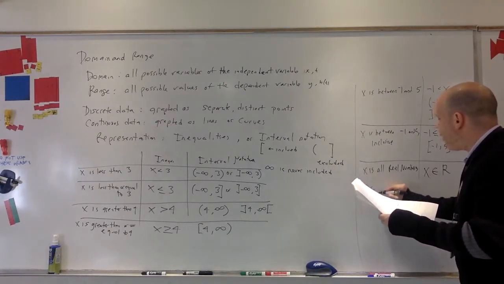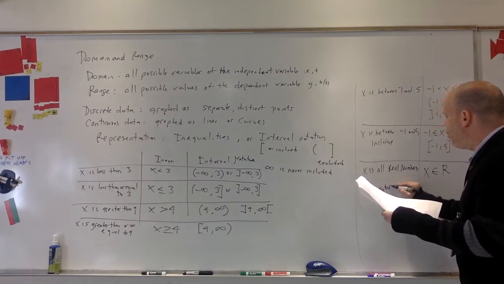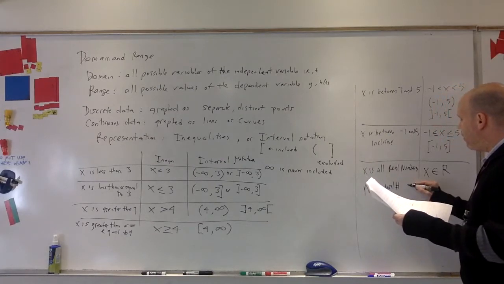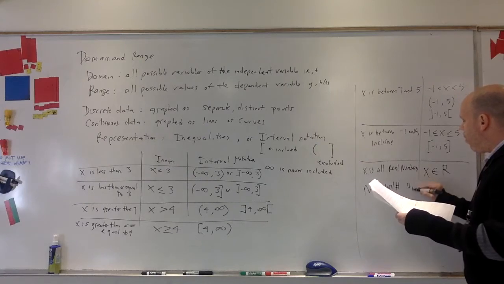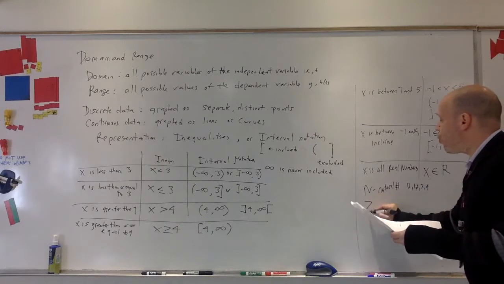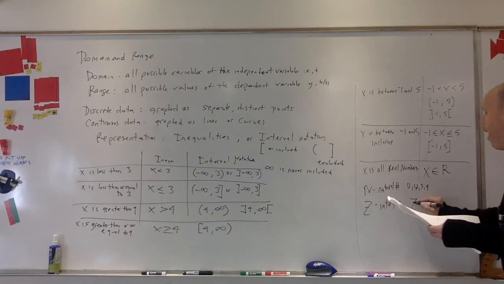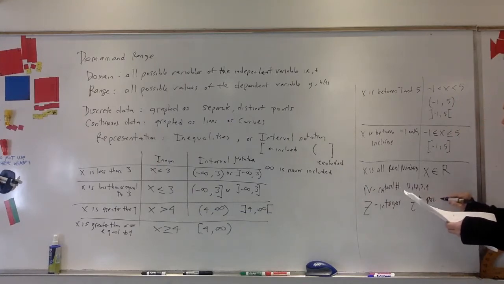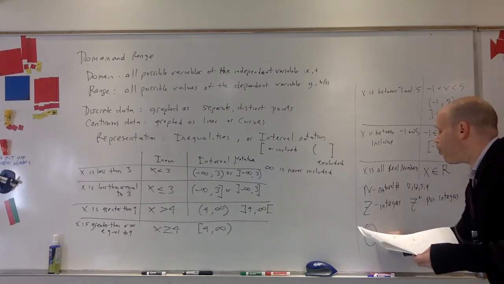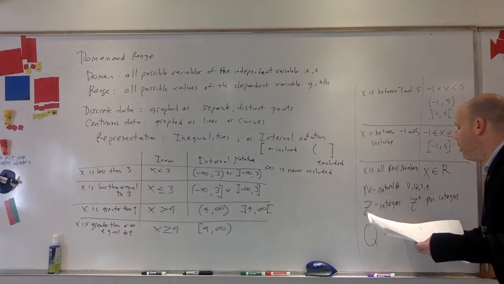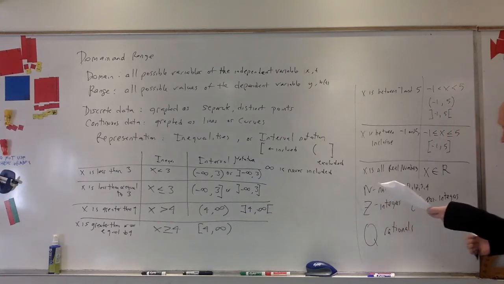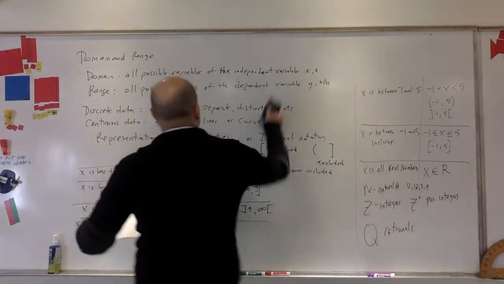And just a couple of other things. N is natural numbers. That's 0, 1, 2, 3, 4. You might see integers. You might see positive integers. And the last thing you might see is something called the rationals. Okay, let's move on. And then there's a couple of examples.